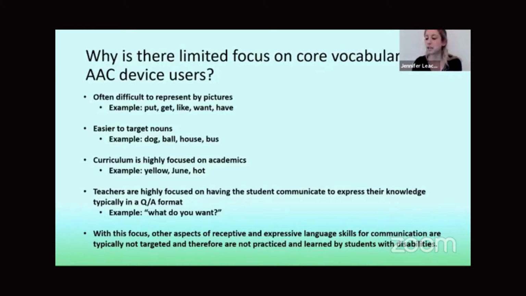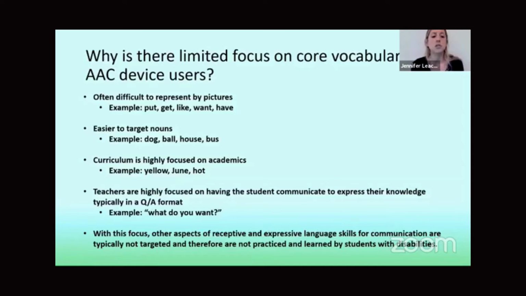So why is there limited focus on core vocabulary? It's often difficult to represent by pictures. Like I said, it's hard to show a picture of put or get or like or want or have. Those are more abstract words. And it's easier to target those nouns. A dog, a ball, a house, or a bus can be shown with very concrete pictures that we all understand.